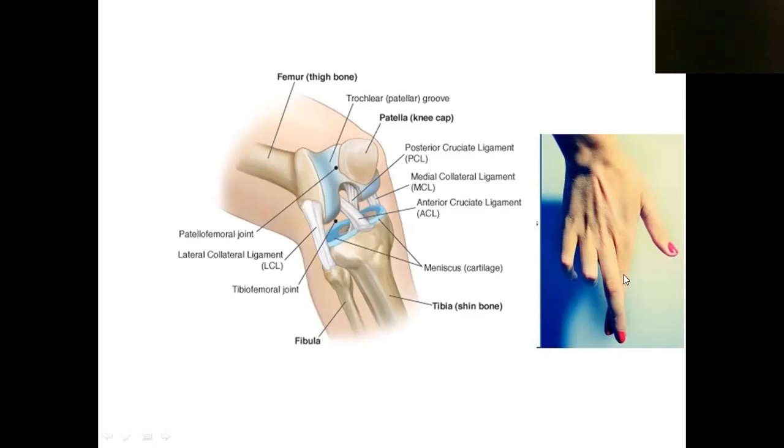See, like this with the fingers. This middle finger represents the anterior cruciate ligament, and the index finger represents the posterior cruciate ligament. Say this one, this is the right hand. So that represents the right side cruciate ligaments.